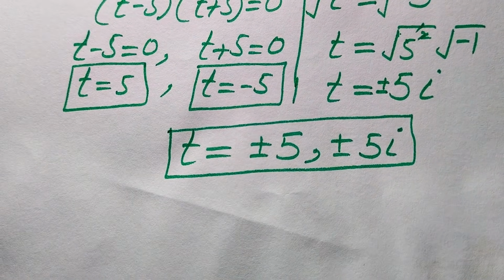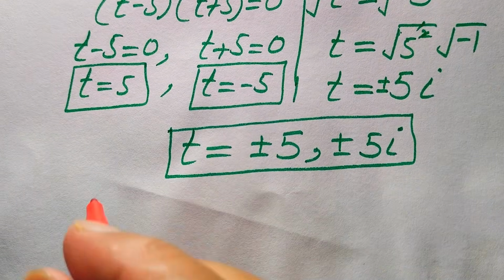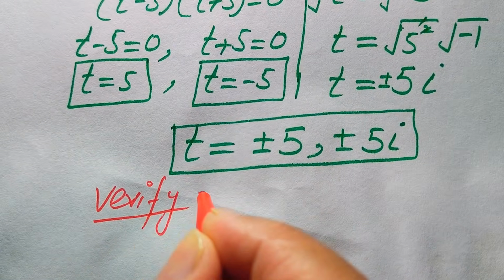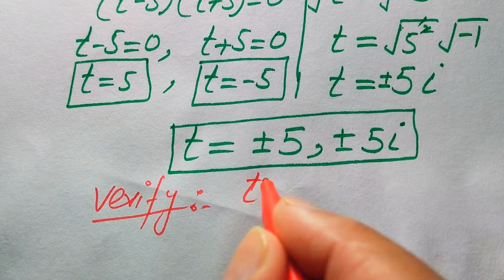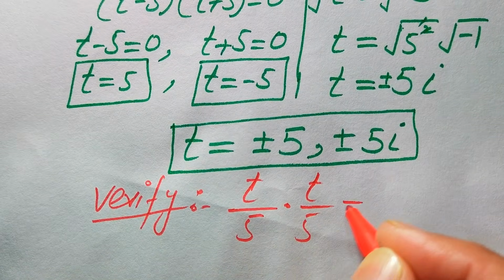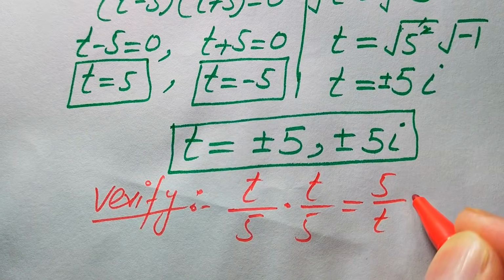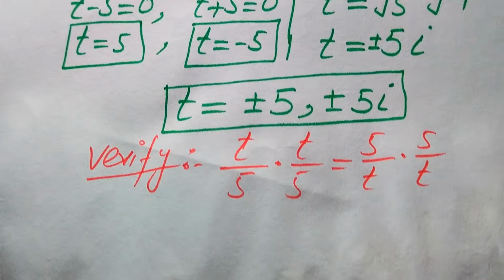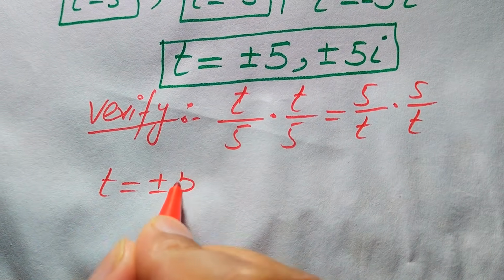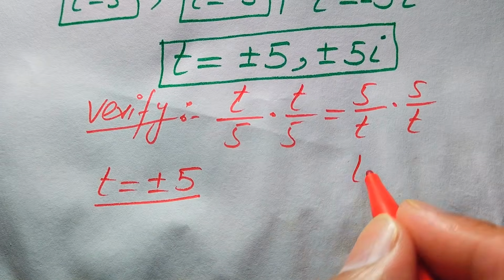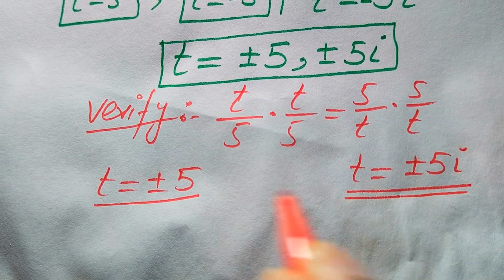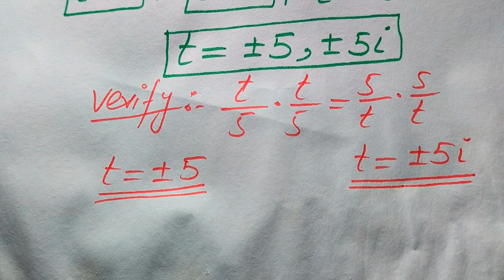And now in the next steps we need to verify whether these roots are solutions, or whether these roots are extraneous roots. So for verification of these roots we need to copy down the given question statement here. It is t divided by 5 is equal to 5 divided by t. And now on this side we will verify t is equal to plus minus 5, and on this side we will verify t is equal to plus minus 5 iota. So we need to verify all these four roots of the given equation.